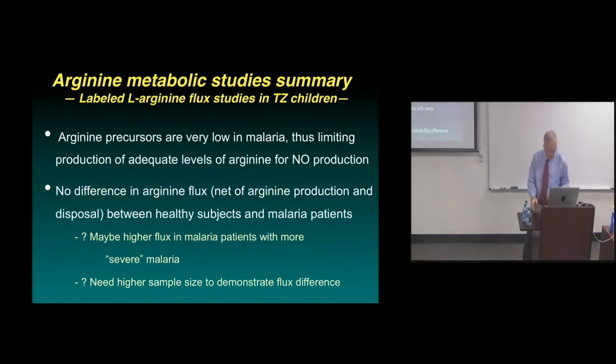And so the general thing was that there wasn't a difference. We worried that maybe the people with malaria at this time didn't have really severe malaria, because we weren't seeing as many people with very severe malaria. And the other was that maybe we need a higher sample size. We had about 7 or 8 healthies and about 9 or 10 people with malaria. But anyway, we did not see an obvious change in the flux.